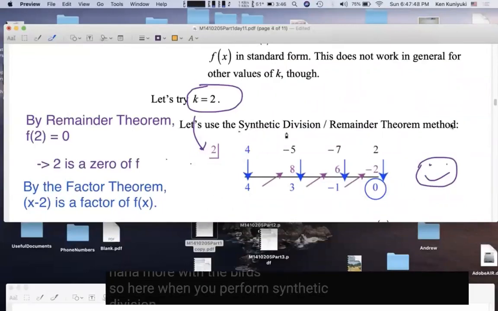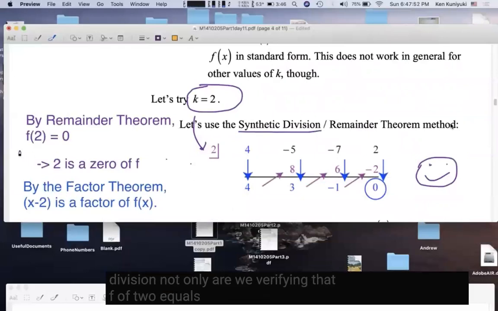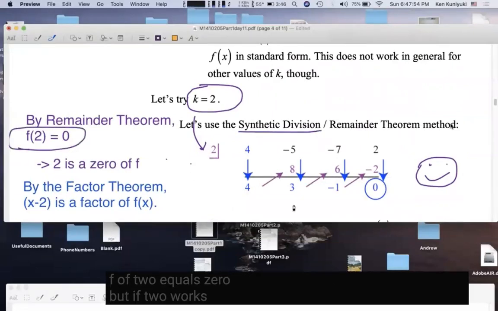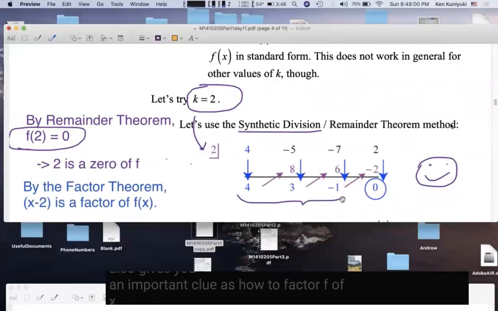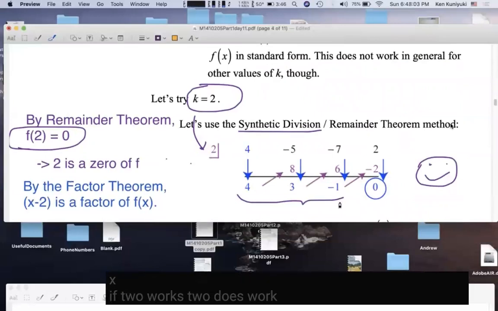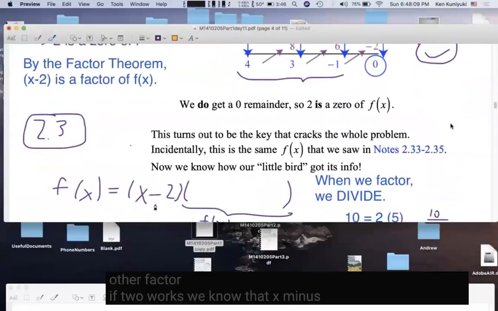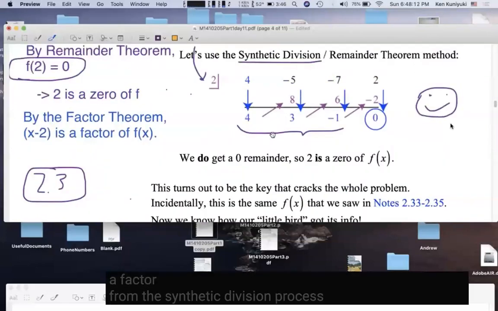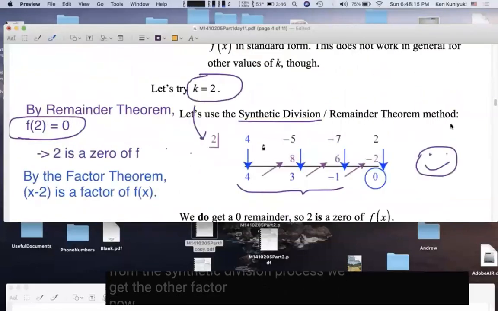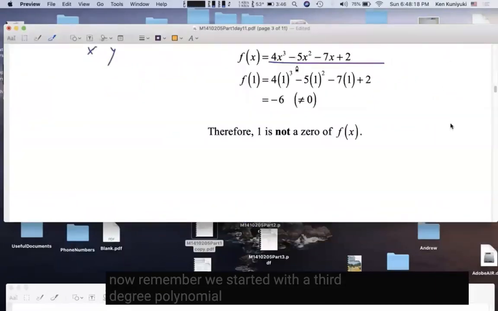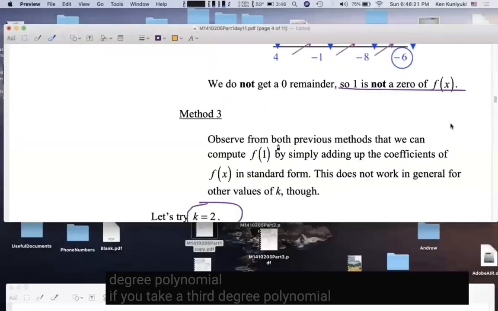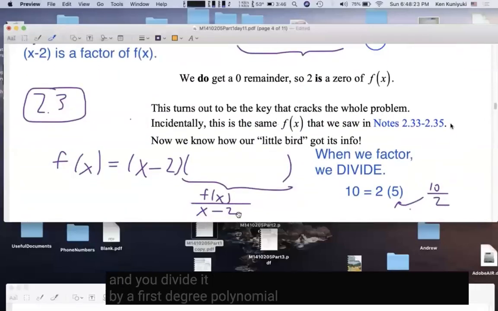So here, when you perform synthetic division, not only are we verifying that f of 2 equals 0, but if 2 works, and here it does, it also gives you an important clue as to how to factor f of x. In fact, it gives us the other factor. If 2 works, we know that x minus 2 is a factor. From the synthetic division process, we get the other factor. Now remember, we started with a third-degree polynomial. If you take a third-degree polynomial and you divide it by a first-degree polynomial, the result is going to be what degree? It's going to be second degree.